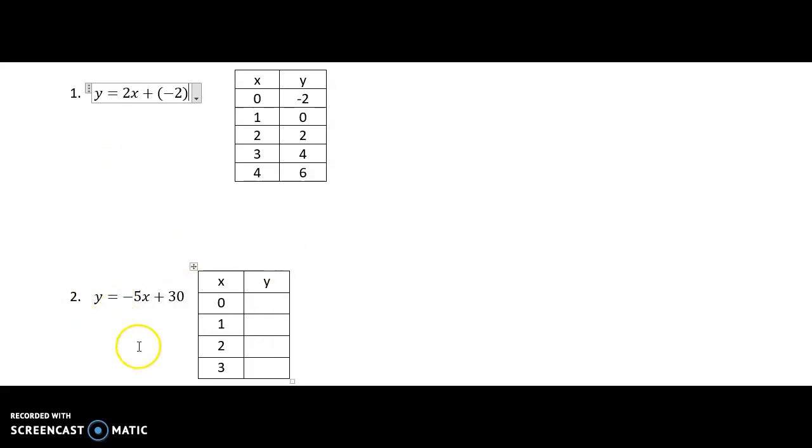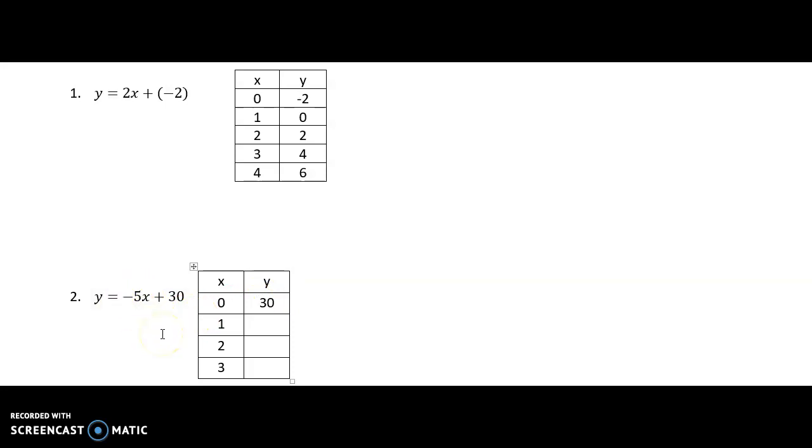Number 2 down here, let's take a look at that one. Here you're given a rule and you need to fill in the table. I like the starting point is always a good place to start. Starting point, start. Makes sense, right? So my starting point is the plus b here. So my starting point is 30. And my growth is -5.